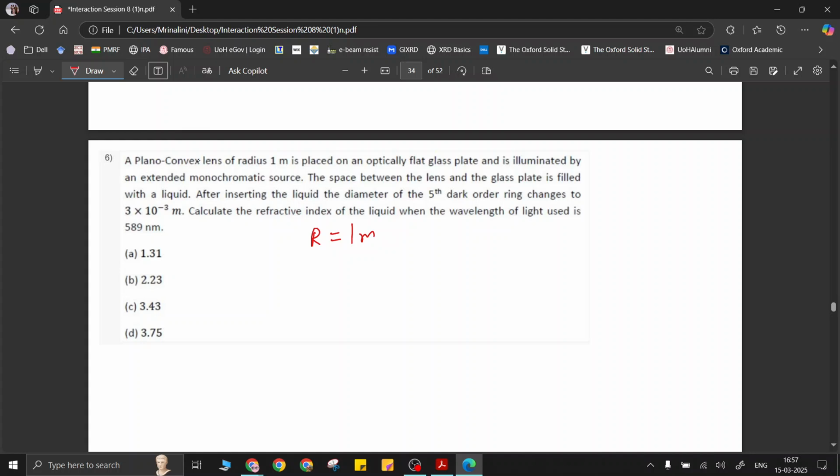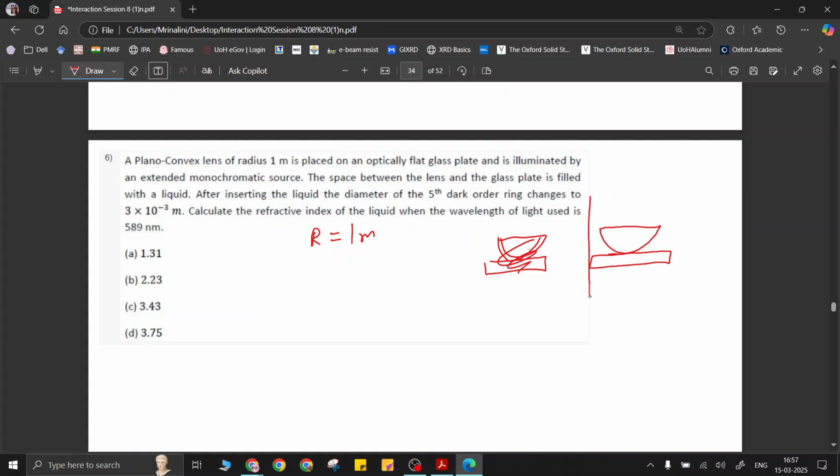Coming back to the question: a plano-convex lens of radius 1 meter is placed on an optically flat glass plate. Again the same thing. Okay, they are touching actually. I should not draw like this. They are touching, like this. The space between the lens and the glass plate is filled with a liquid.